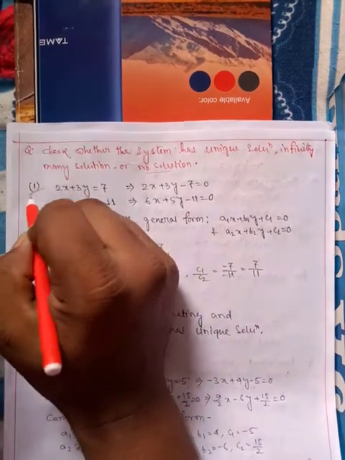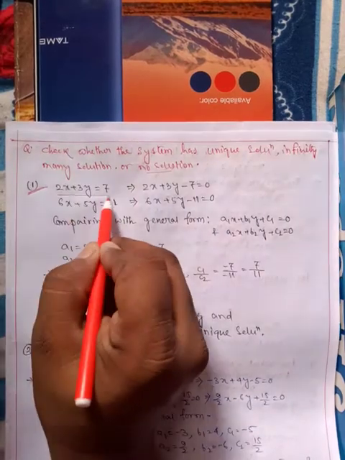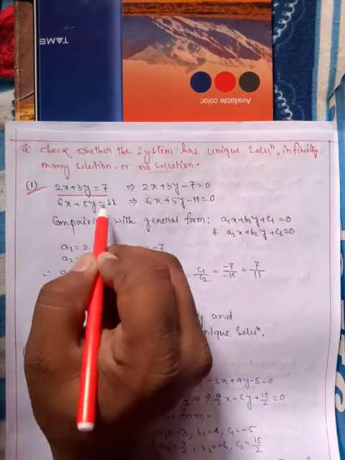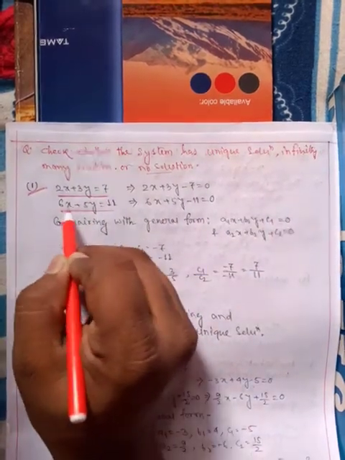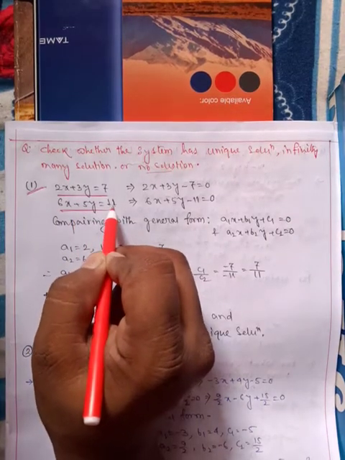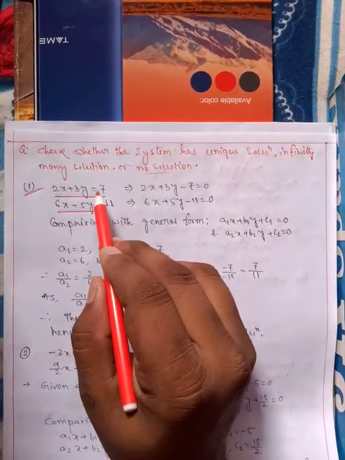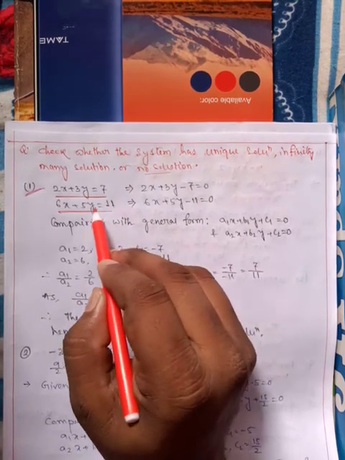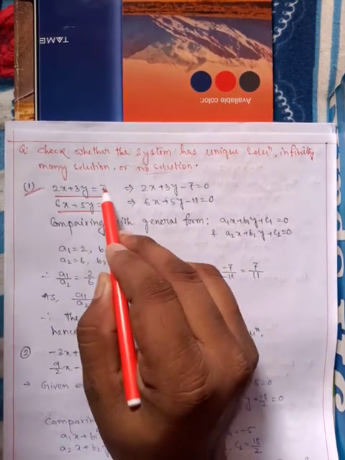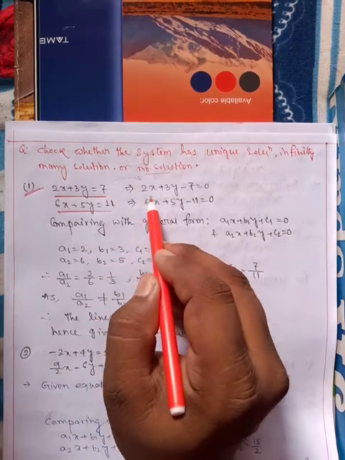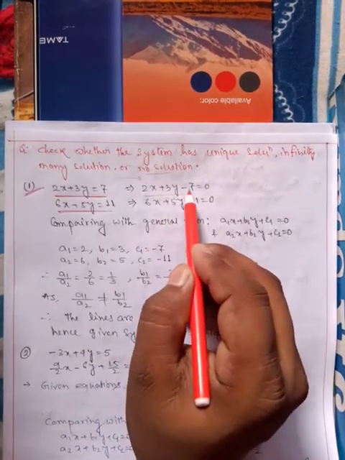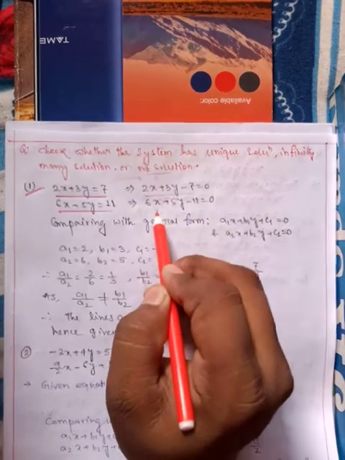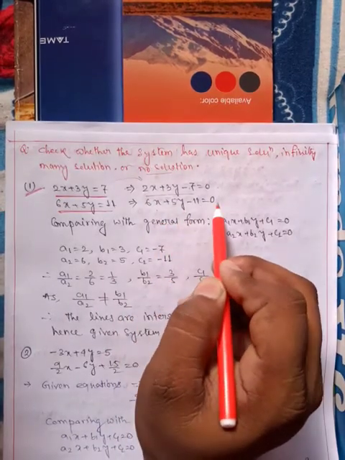So let's start. First question, the equation is 2x plus 3y equal to 7 and another equation is 6x plus 5y equal to 11. So you can write this constant term on the left hand side, this constant term on the left hand side. Let's convert this linear equation into this form: 2x plus 3y minus 7 equal to 0 and 6x plus 5y minus 11 equal to 0.